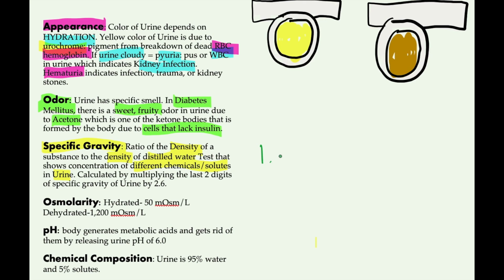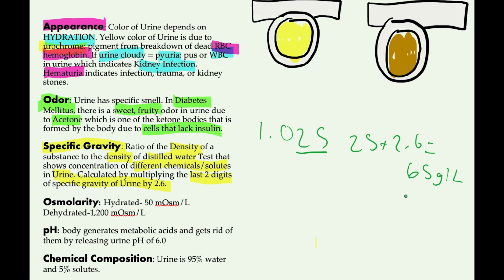So let's just say this patient has a 1.025 specific gravity. Now we get those two last digits, and as we said, multiply by 2.6, which would equate to 65 grams per liter, which is the normal amount of solutes in urine. So now let's talk about osmolarity. Osmolarity is pretty basic. It's just stating that when you're hydrated, there's less milliosmol per liter. When dehydrated, there's a higher milliosmol per liter, up to 1,200.